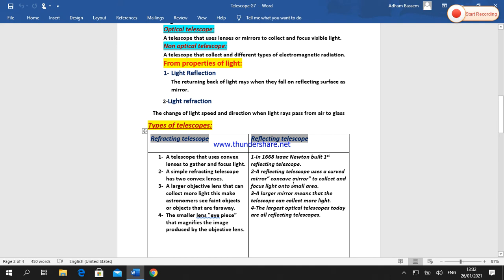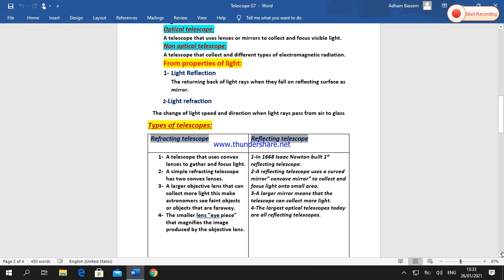When we use a larger mirror inside the reflecting telescope, that means the telescope can collect more and focus more light, okay? The largest optical telescopes used today are all reflecting telescopes, and the famous one is known as Hubble Space Telescope. The other type of telescope is known as refracting telescope, okay? From its name, it depends on light refraction, okay? So, in its structure, we use convex lenses, okay?